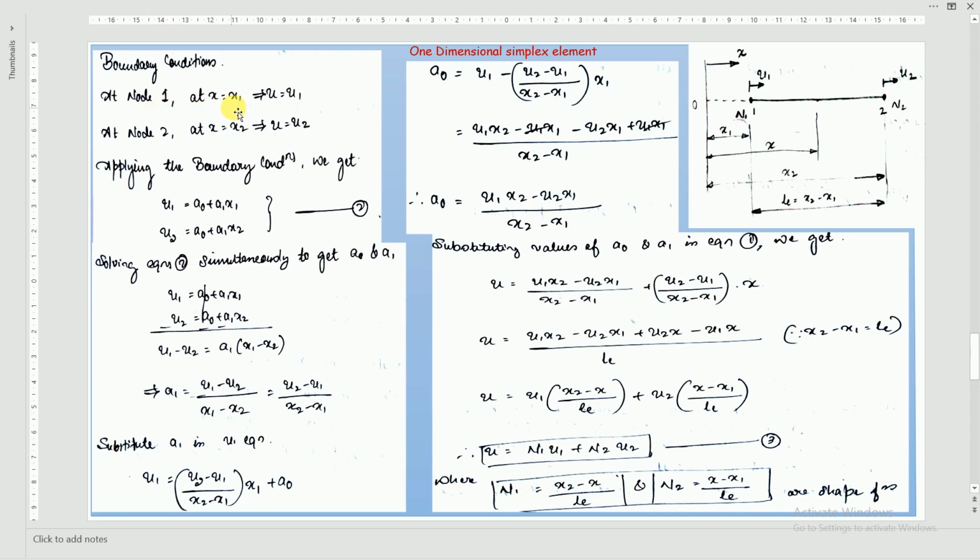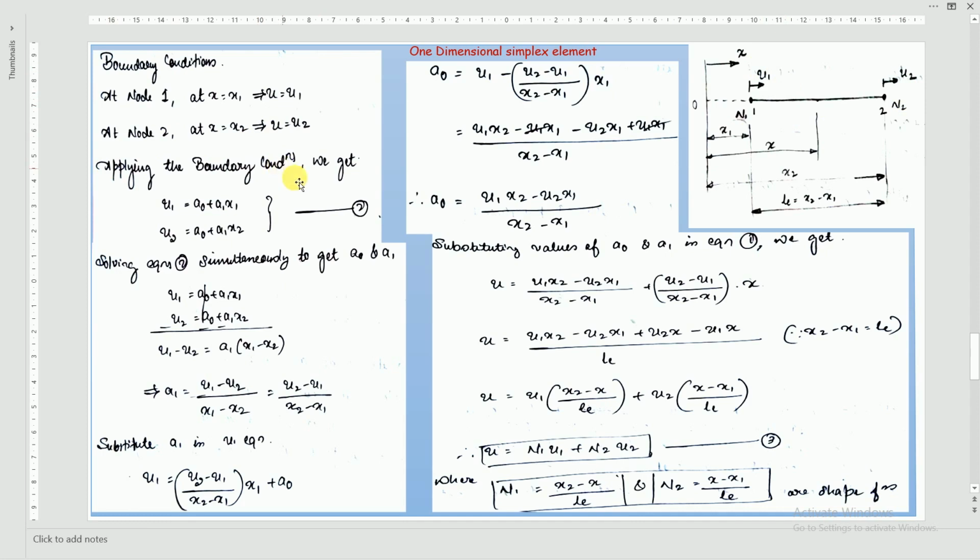So at node 1, at x equal to x1, what is the displacement? U will be equal to u1. So at node 2, at x equal to x2, what is u? U is nothing but u2. So these are your boundary conditions. At x equal to x1, u is equal to u1, and at x equal to x2, u is equal to u2.